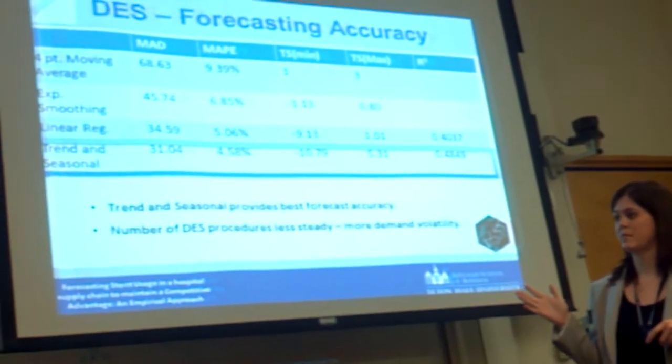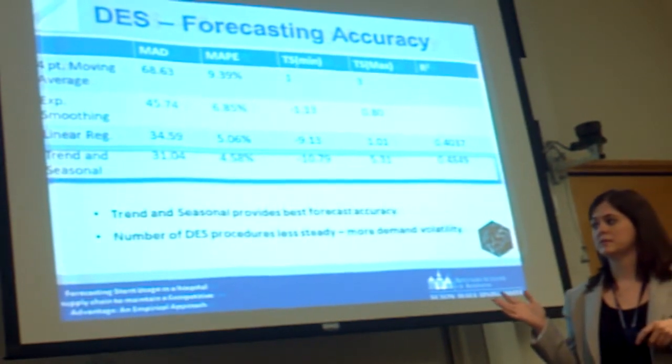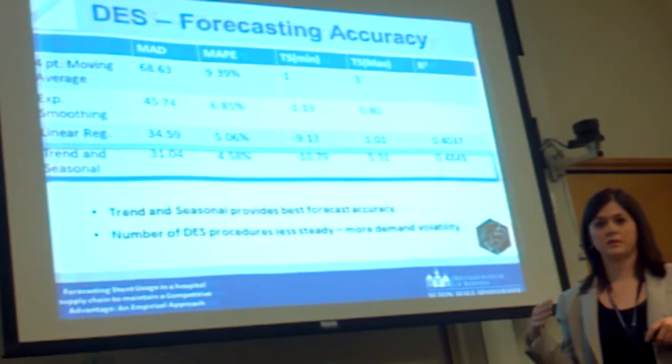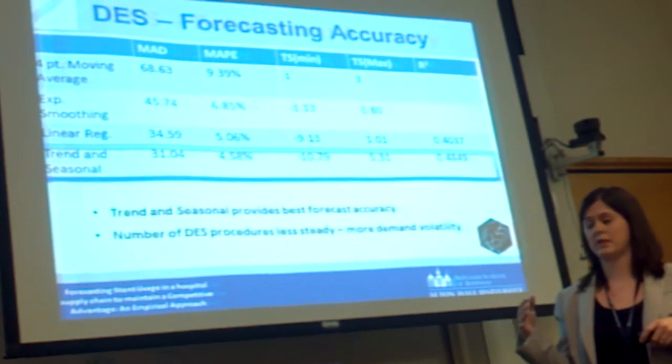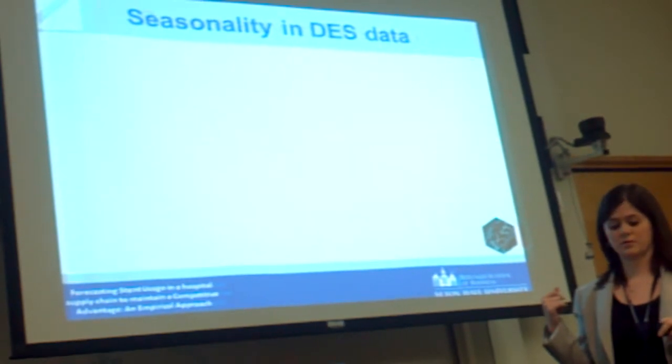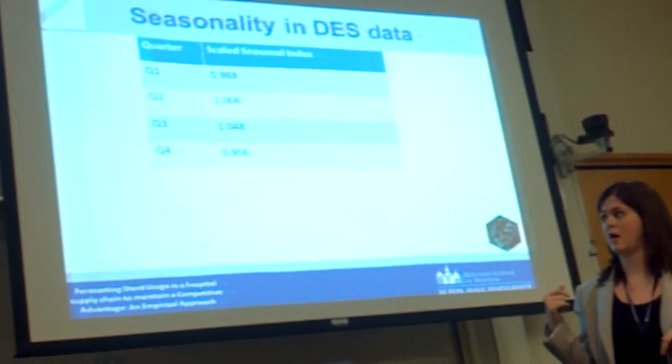And since the number of drug-eluting stent procedures are less steady, there's more demand volatility, so seeing the trend and seasonality of the data makes more sense. So this also shows you our seasonality.